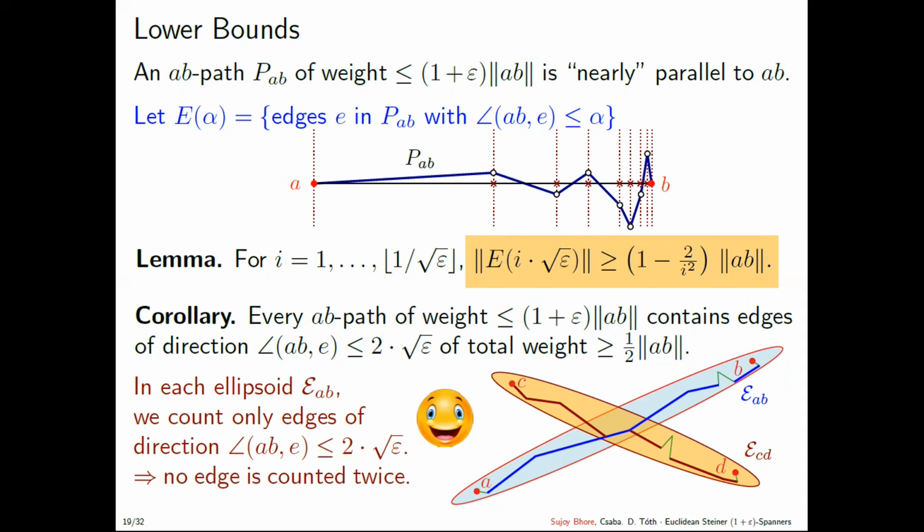Moreover, in each ellipsoid, we count only edges whose direction is within this range, so the angle with AB is at most 2 times square root epsilon, and that implies that no edge is counted twice. So even though there is intersection, it's kind of good.